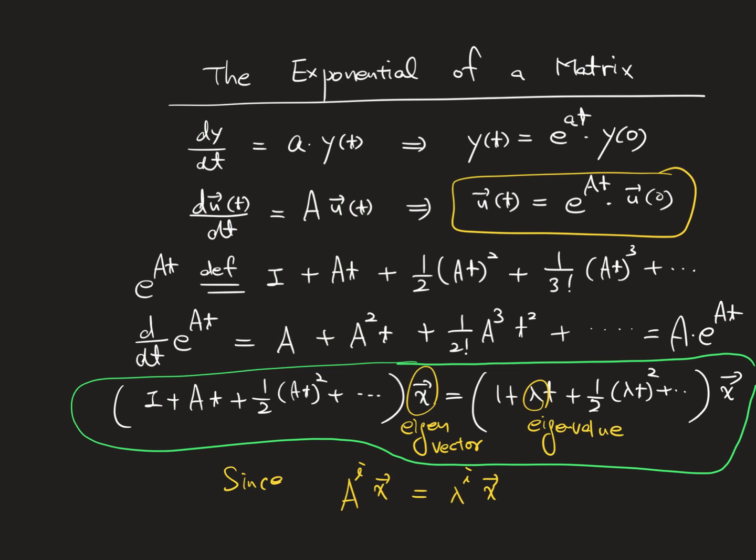Now we know from this equation, I think I have to erase this part. And from this, we know that e to the at times x vector is just e to the lambda t times x vector. So we can write it this way if x is an eigenvector.